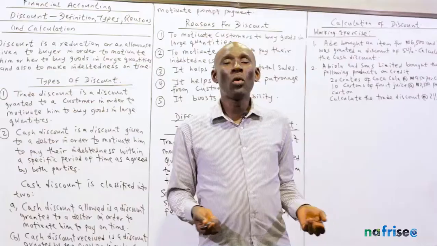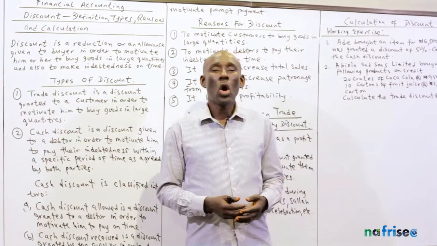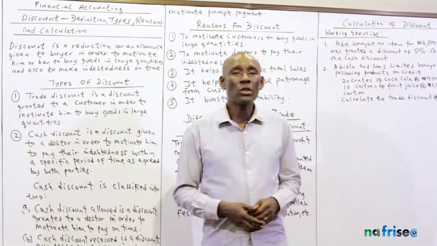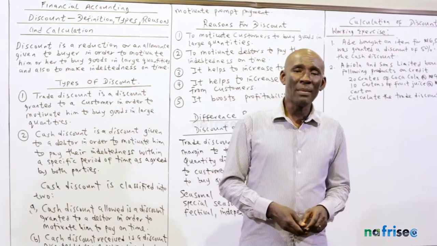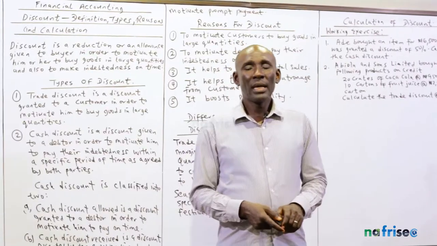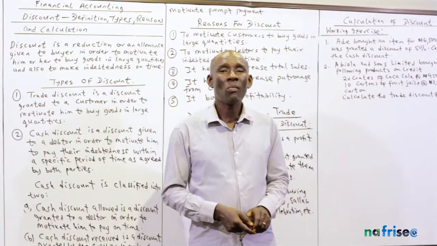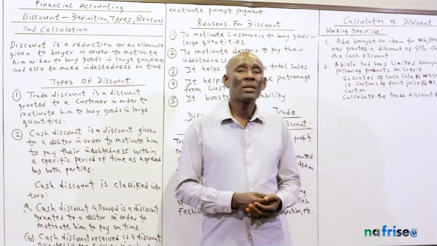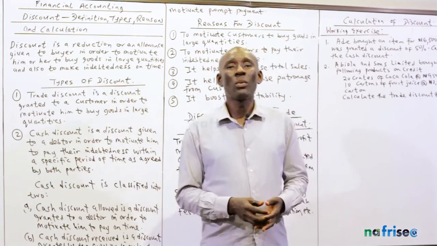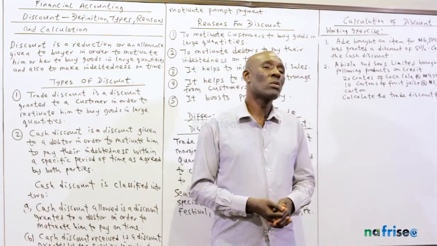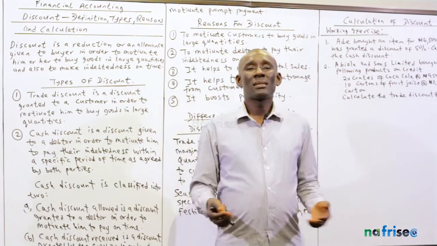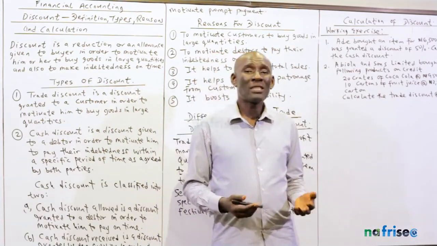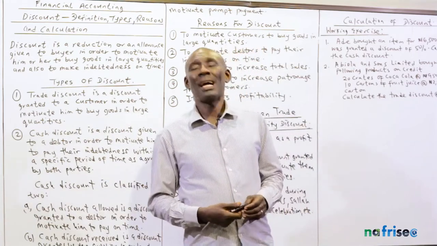Oftentimes, people buy goods on credit. When they buy goods on credit, they are expected to make payments. And these payments might take time. In order to motivate them to make their payment on time, a cash discount is offered to them, whereby they might be told that if they pay within a week, they stand to gain 1% cash discount on the total debt. This might motivate them to make that payment on time.